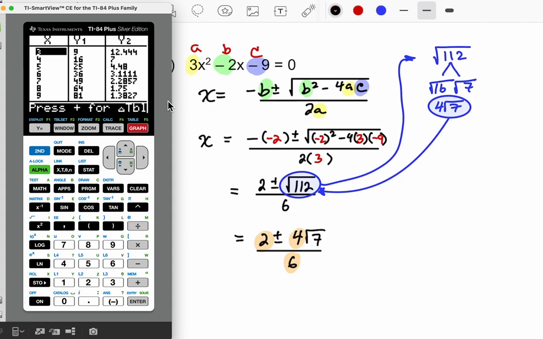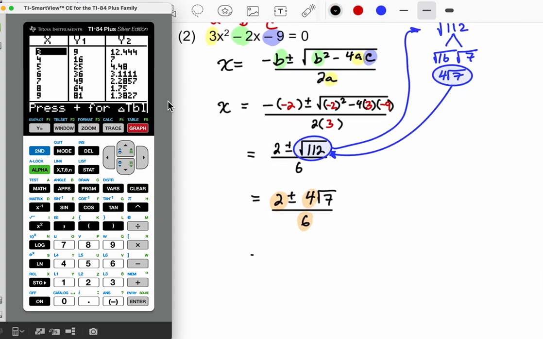What we do is we divide each term by 2. So 1 plus or minus 2 rad 7 over 3.